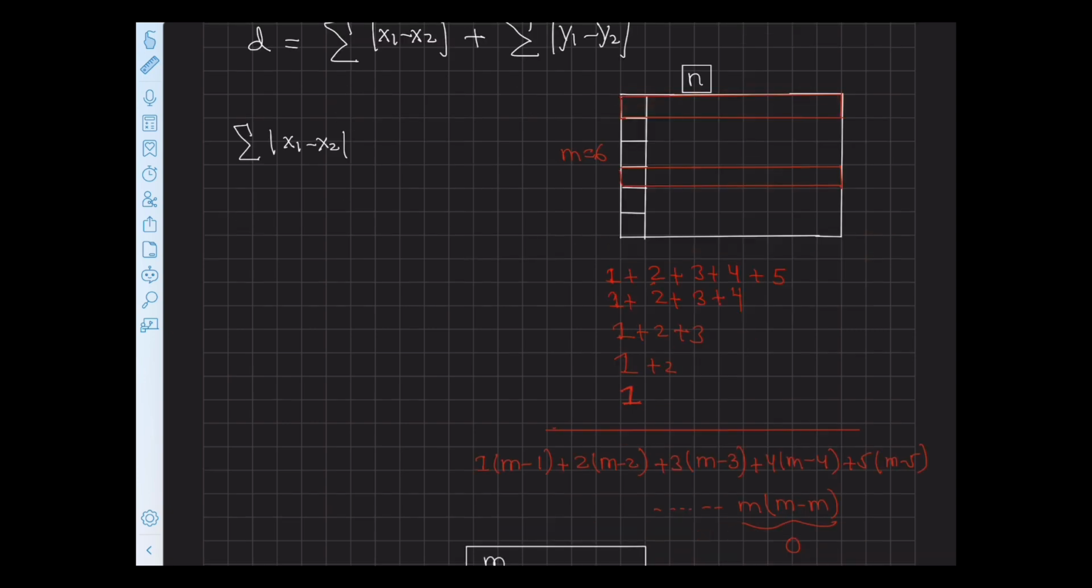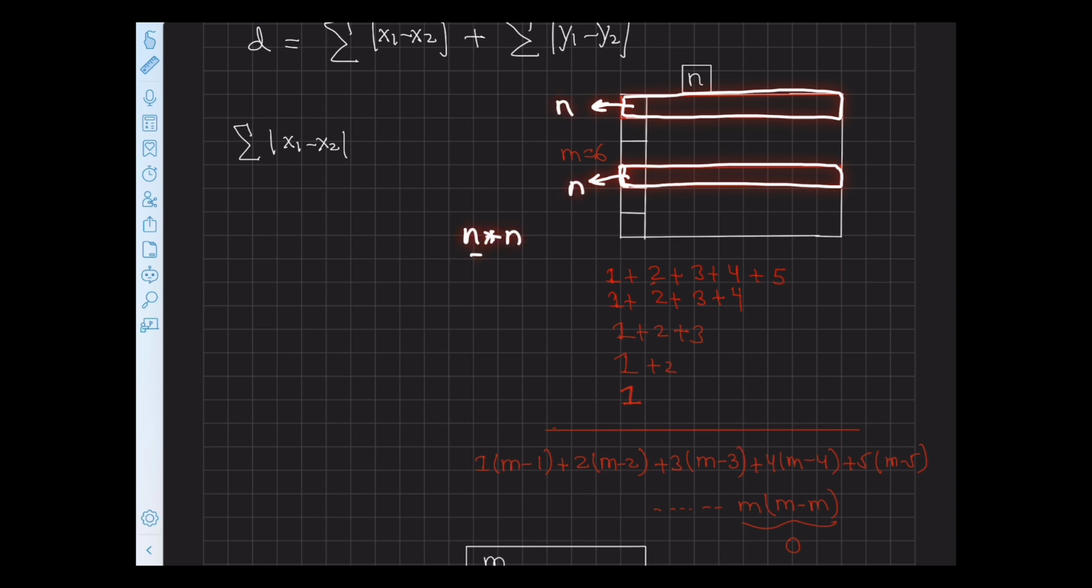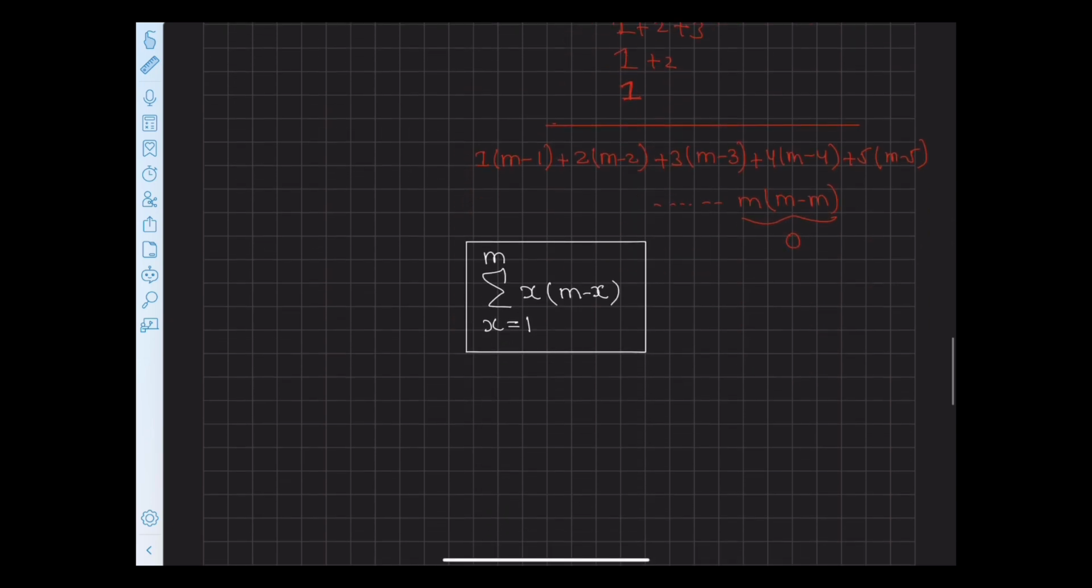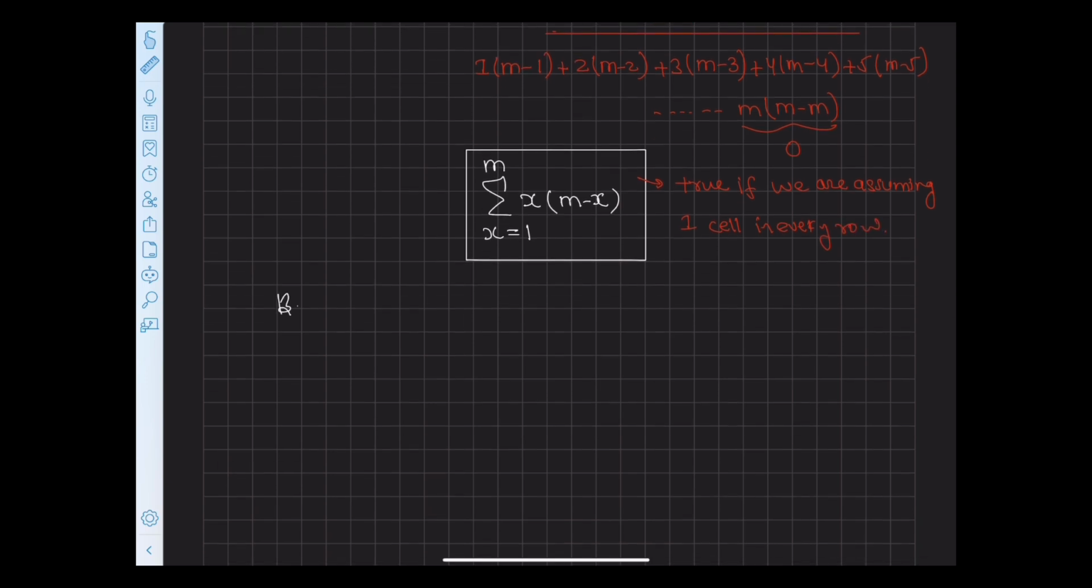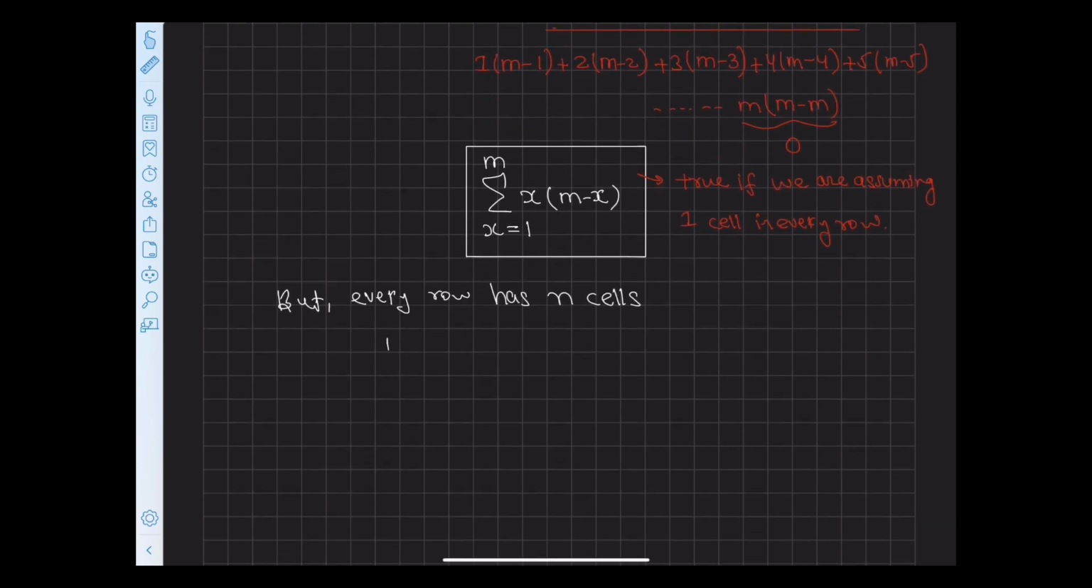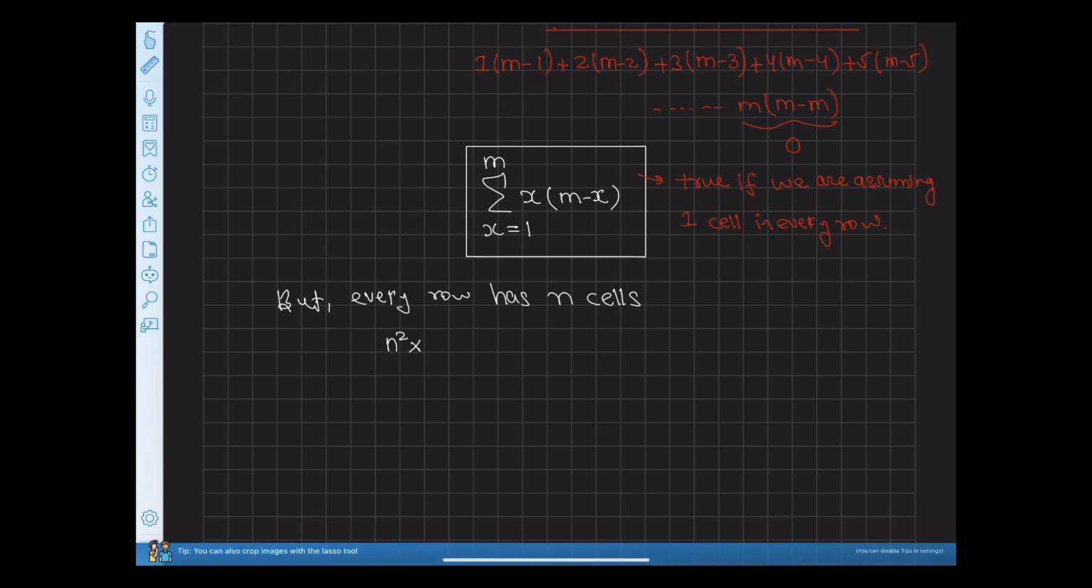So what we need to focus on is that there are n ways of selecting a cell from here, and there are n ways of selecting a cell from here, right? So how many ways are there in total? In total, there would be n squared ways, n times n. So this value is true if we are assuming one cell in every row, okay? But every row has n cells, which leaves us with n squared choices. So it is n squared multiplied with this.